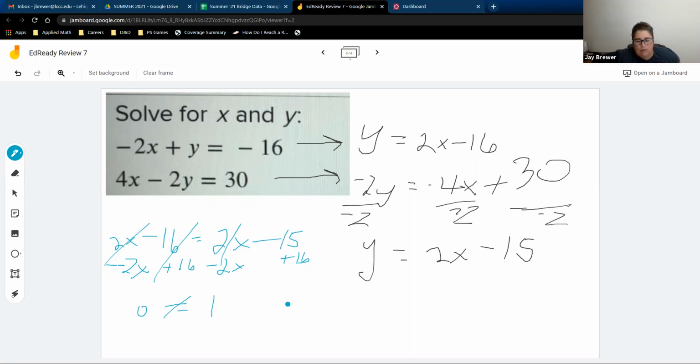So if you have two equations and we get a false statement, then you're talking about two parallel lines, which means they're never going to have a solution. Okay.